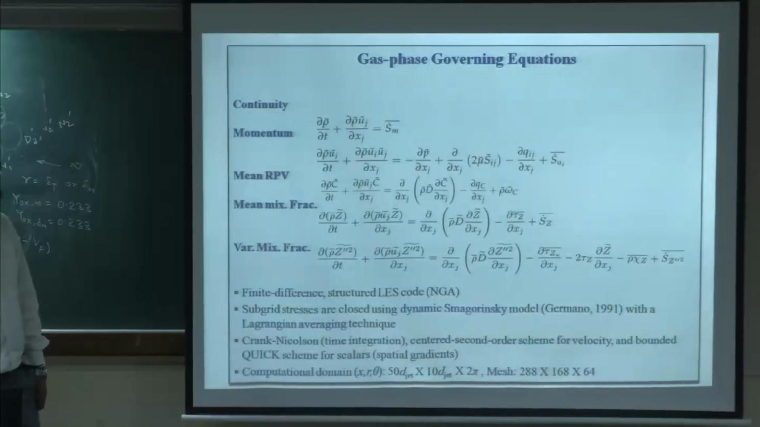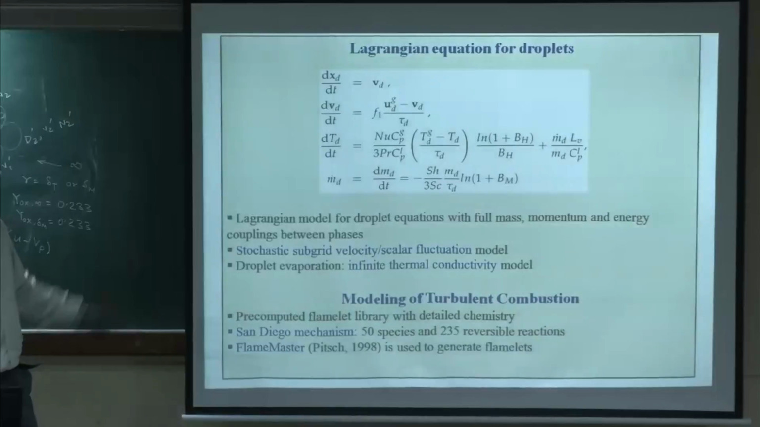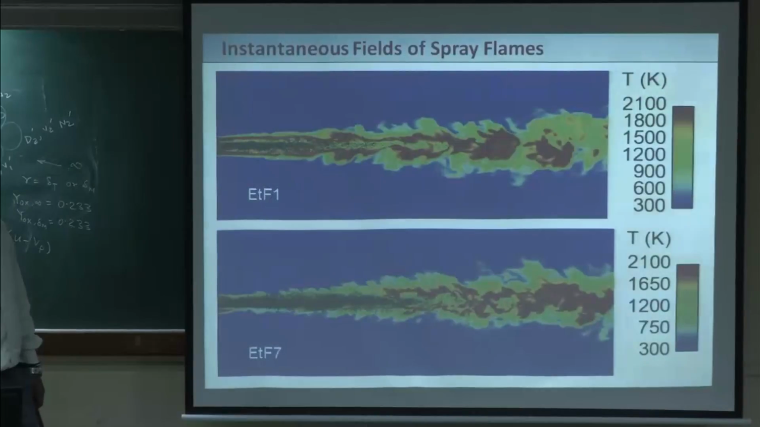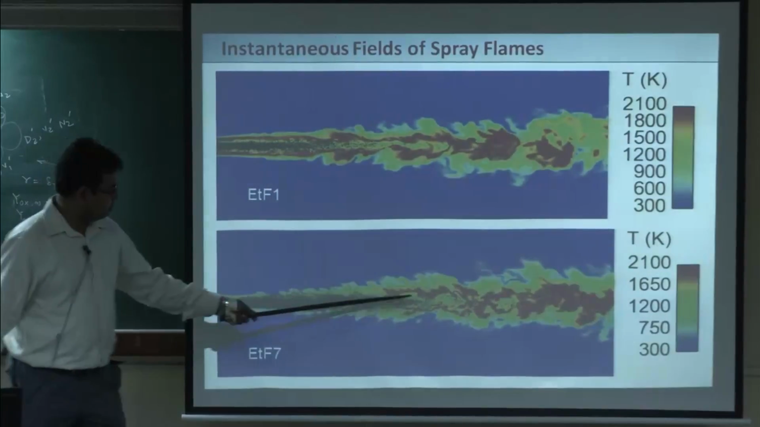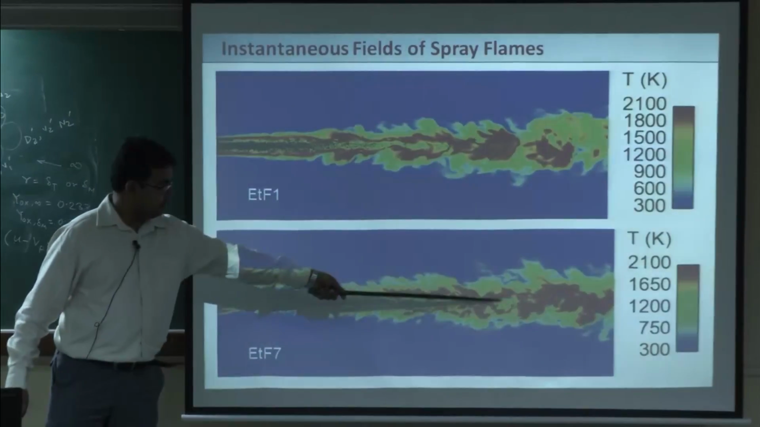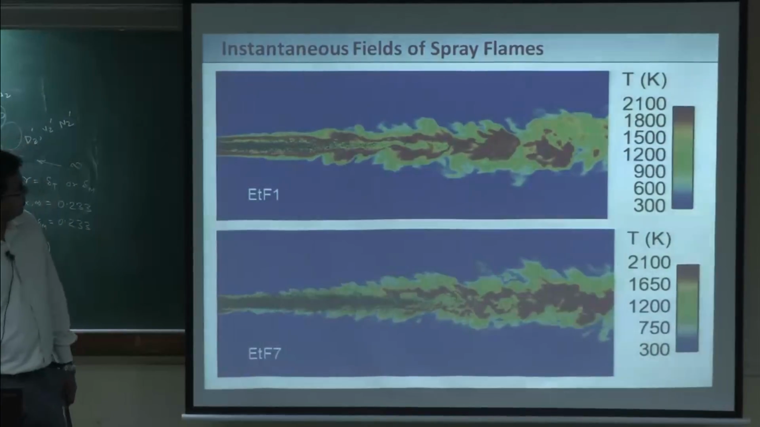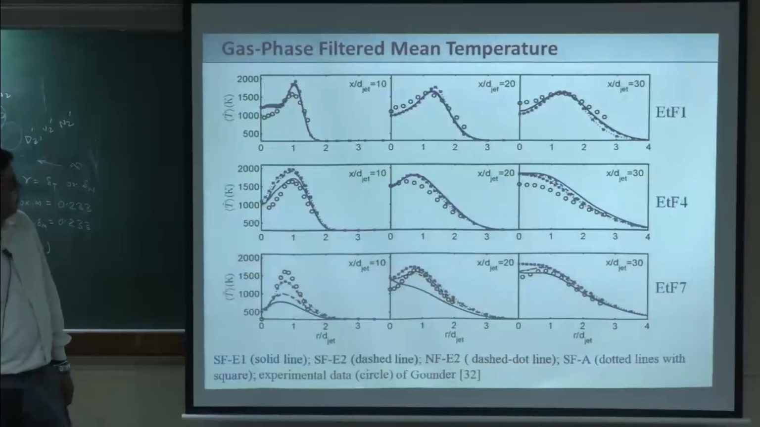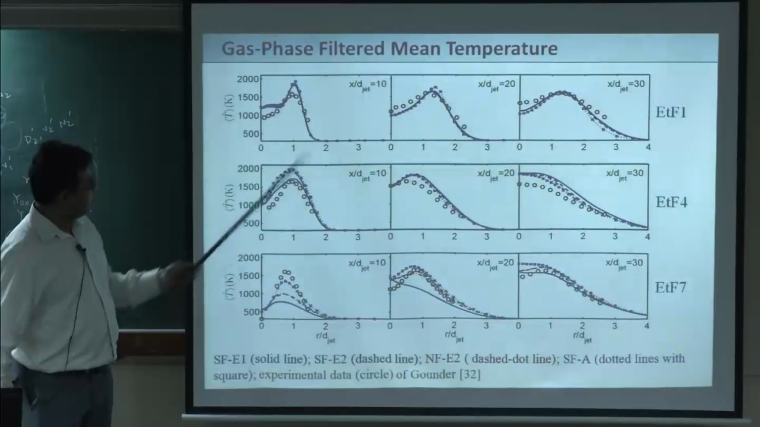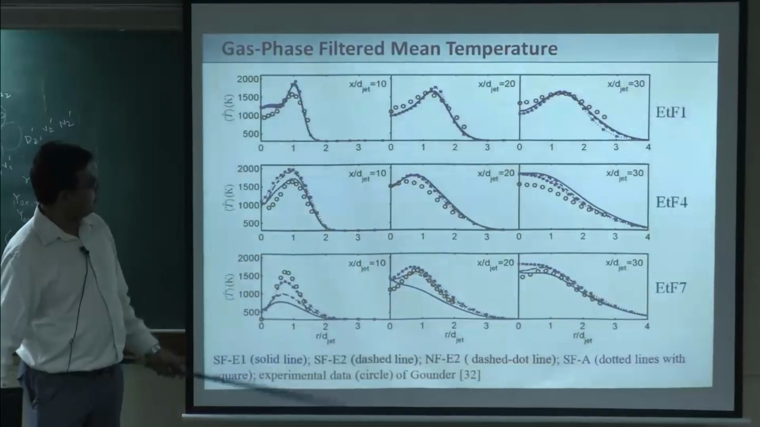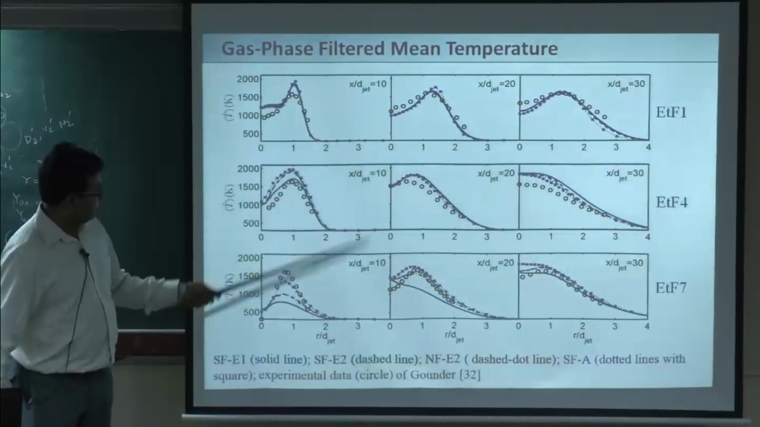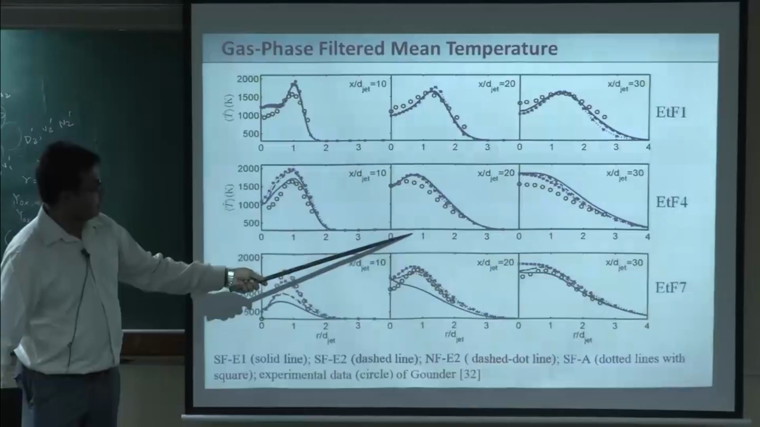Gas phase equations we have already seen, and Lagrangian equations we are familiar with now, and these are some of the results for these spray flames. You can see the droplets here and the high temperature flame, and they are almost extinct here, only very few droplets are seen, two cases. When I plot the results, I get somewhat good agreement with the trend, but at some locations they are not matching, because within R by D of 1 there is the spray.